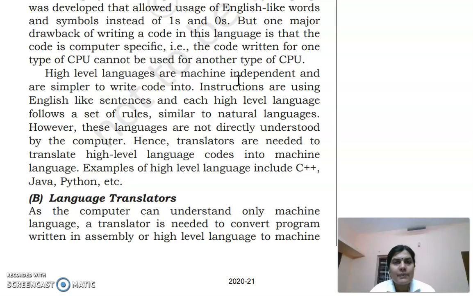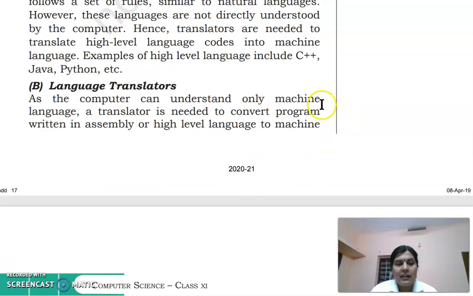Actually, what happens when we give some code to the computer is that it is first converted into machine language. Then it is processed by the computer and the result is given back to the user, but in between there will be a conversion between machine language and high level language. Examples of high level language are C++, Java, Python. We all are using high level language.